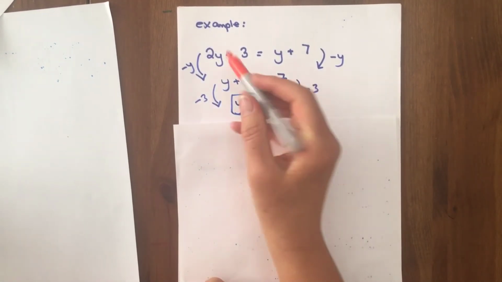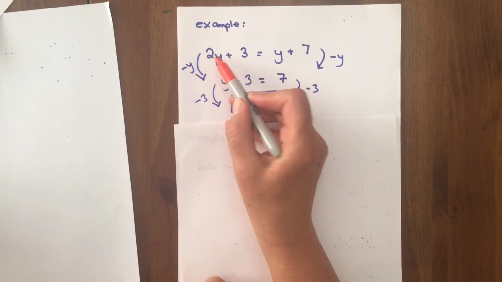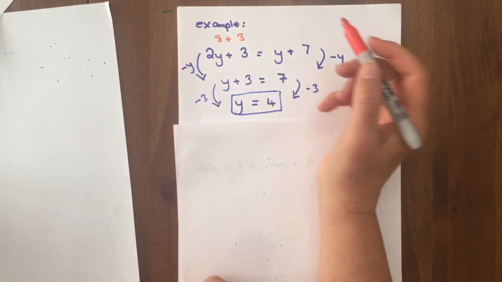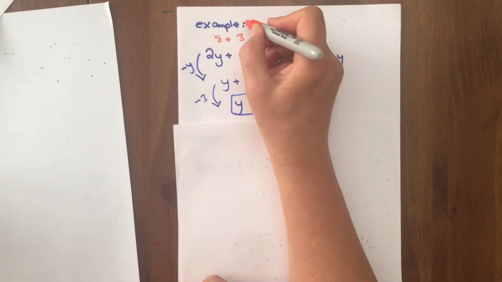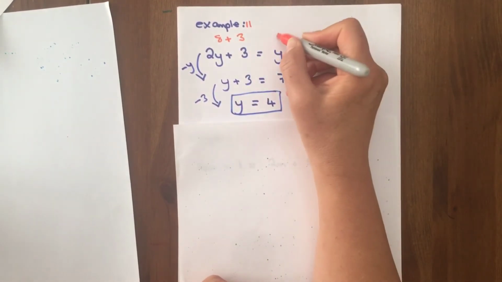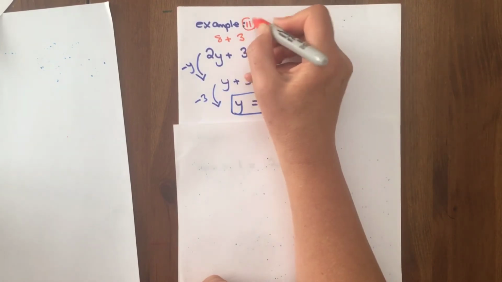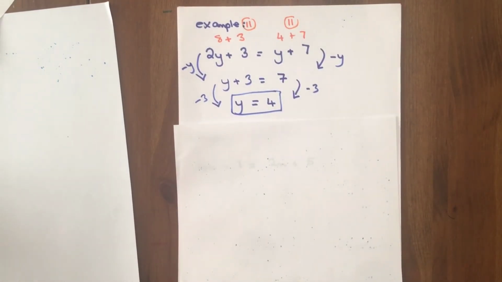Let's just double check that. So y is 4, 2 times y, 2 times 4 is 8. So I've got 8 plus 3 here, which is 11. And on this side, I've got 4 plus 7, which is 11. So both sides is 11, so I know I'm right.